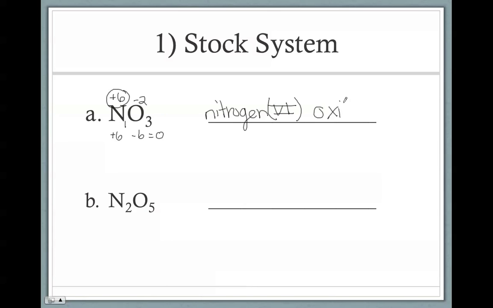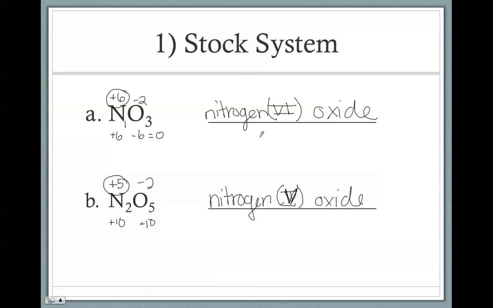oxygen goes to oxide. Here on this compound with the N2O5, each oxygen is -2, which means this is -10. +10 divided by 2 means in this compound, nitrogen takes on a +5 charge. So in this case, I would have nitrogen, that should just be a V there, 5 oxide.